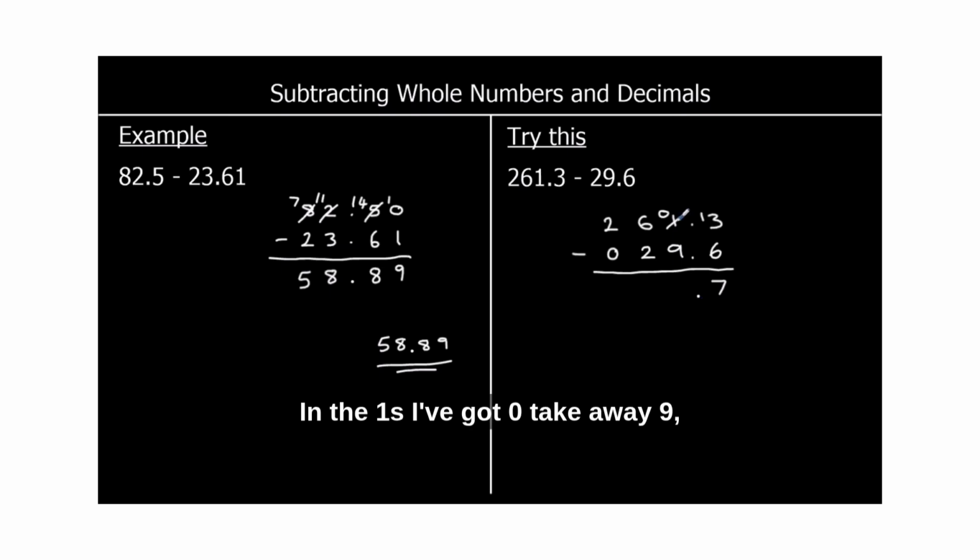In the ones, I've got 0 take away 9. I'm not going to do that. I'm going to steal 1 from the tens, and that's worth 10 in the ones. So 10 take away 9 is 1. In the tens now, 5 take away 2 is 3. And in the hundreds, 2 take away nothing is 2. So my answer is 231.7.